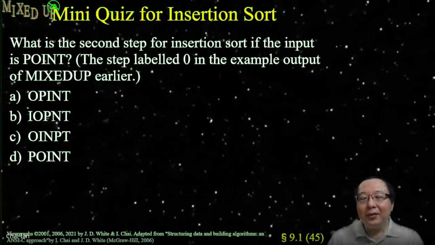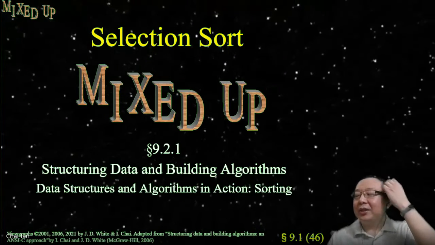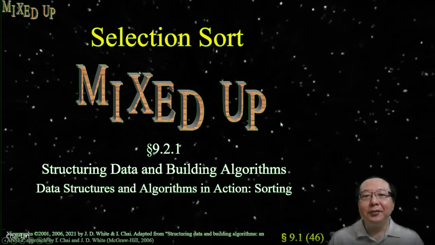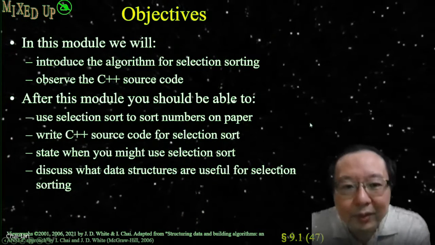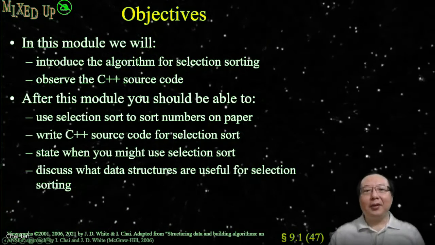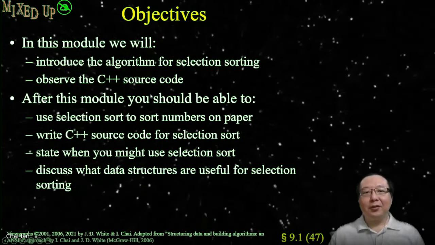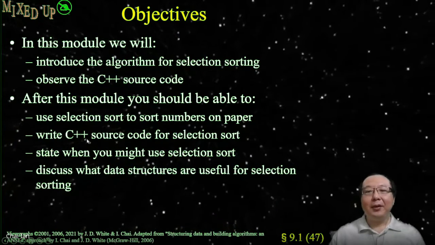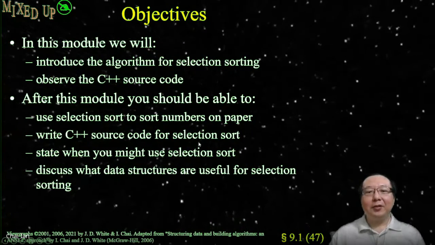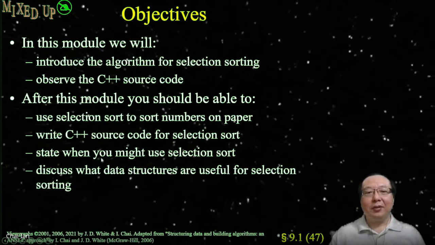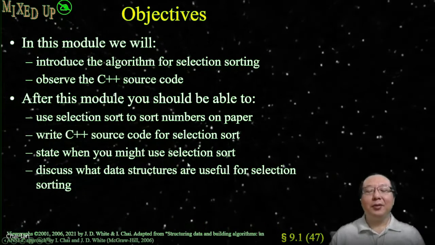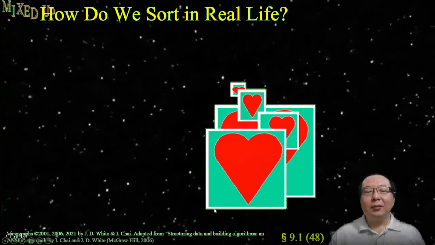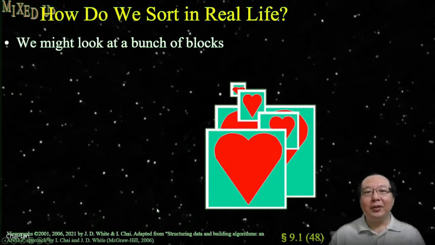Now let's go on to the next sort, which is selection sort. We're going to first introduce the algorithm and look at the C++ source code. And after this, you should be able to use selection sort to sort numbers on paper, write C++ source code for selection sort, and think about and be able to tell when you use selection sort and what kind of data structure.